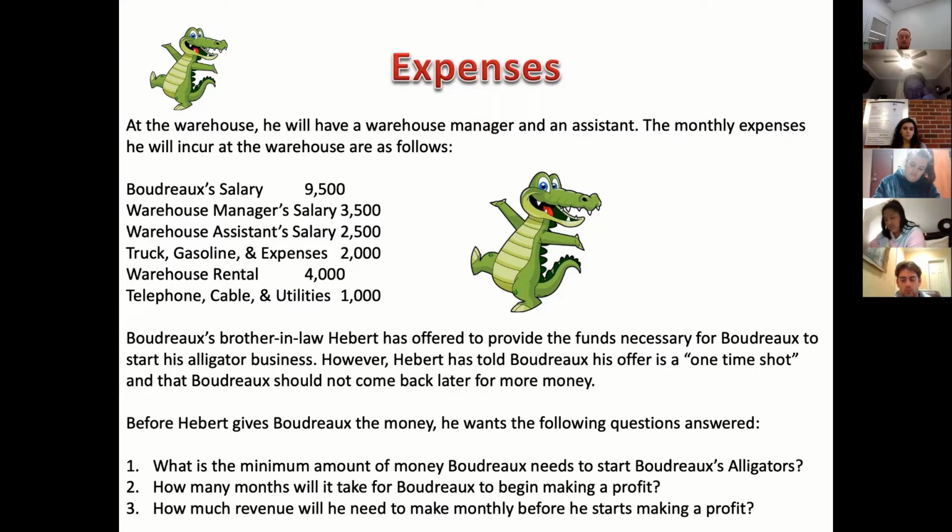What we need to know is the minimum amount of money Boudreaux needs to start Boudreaux's Alligators. Now, we know he's going to have losses. So we have to figure out how much loss he's going to have until he gets to break even in 6 months. And to that amount, we have to add the one-time startup expense. Let's see what we can do. That's all the information we have.